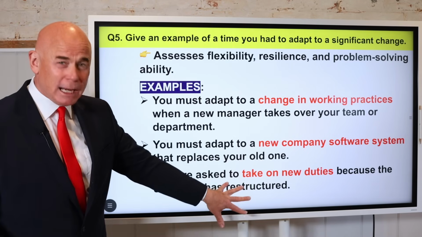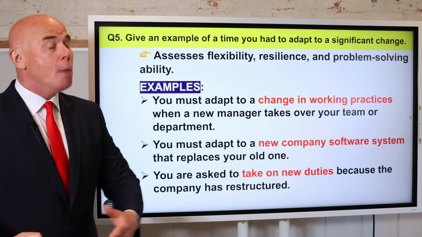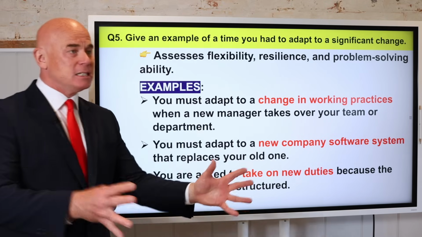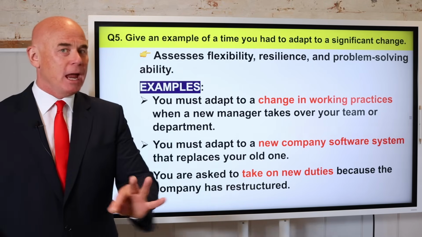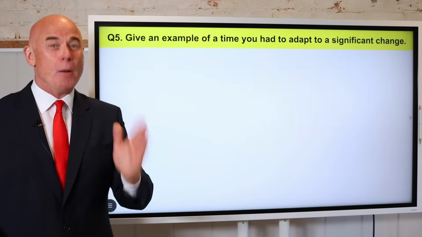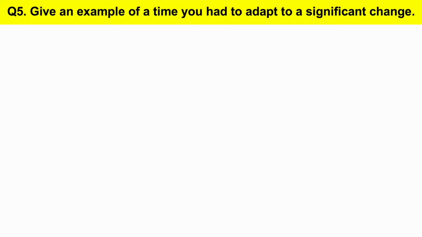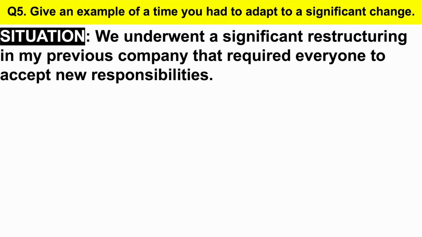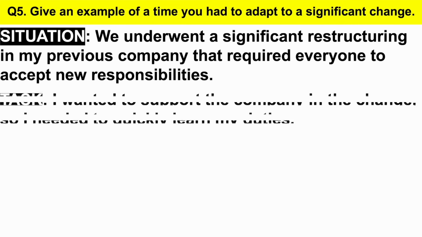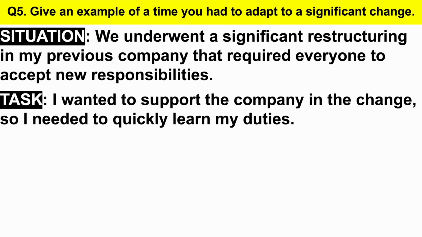So those are really good examples of when you might have had to adapt to a significant change. Here is my perfect STAR method answer. Write this down. Give an example of a time you had to adapt to a significant change. We underwent a significant restructuring in my previous company that required everyone to accept new responsibilities. I wanted to support the company in the change, so I needed to quickly learn my duties.